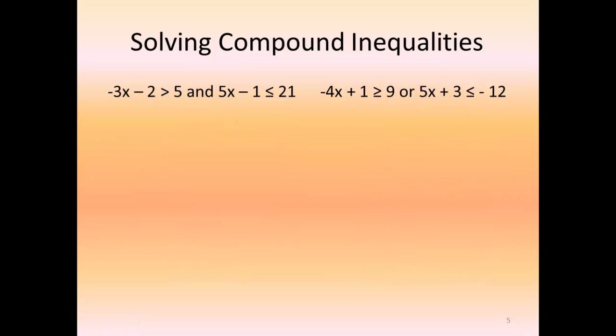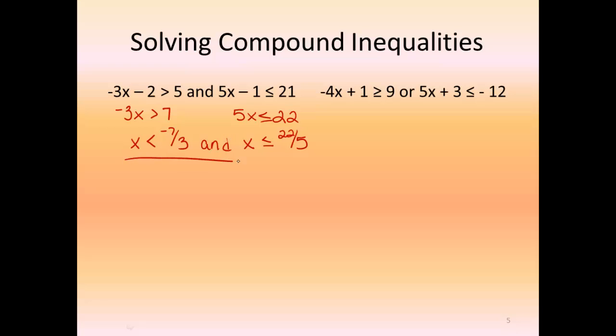Okay, let's take a look at two more solving ones. Again, I'm going to solve each one independently. -3x is greater than 7. Divide by -3, so I flip, and it's -7/3. On the other side, I get 5x less than or equal to 22 when I add 1. Divide by 5, and I get 22/5. That is an AND in the middle. So there's my algebraic solution.